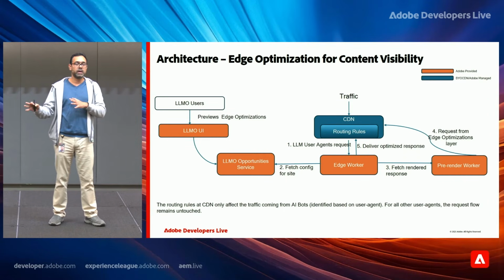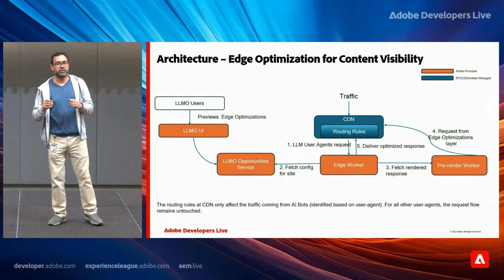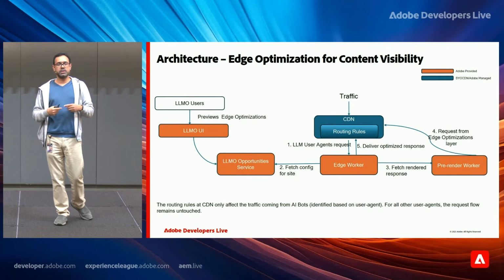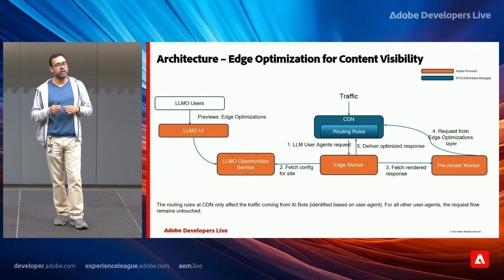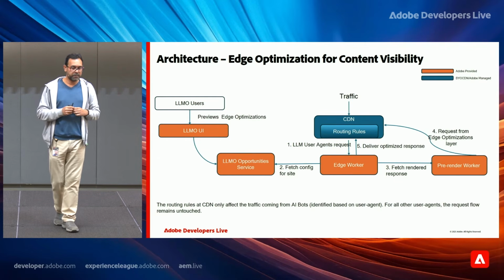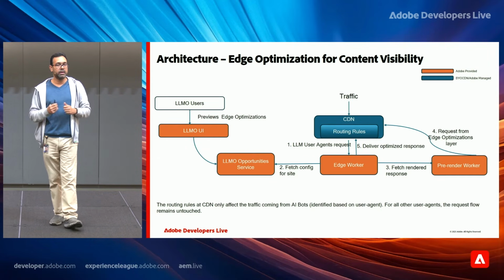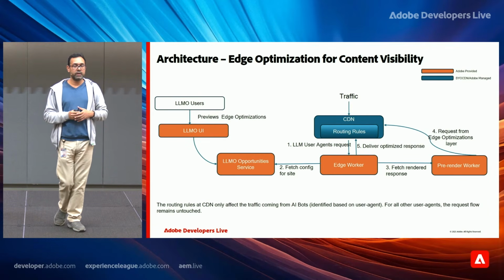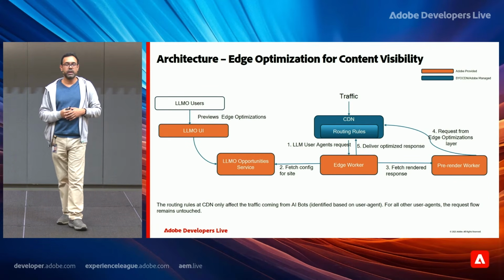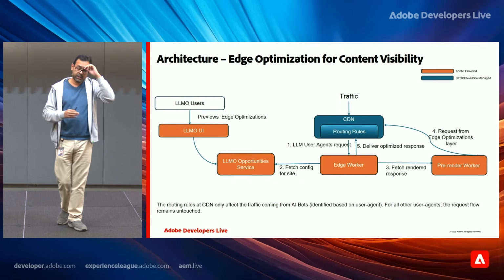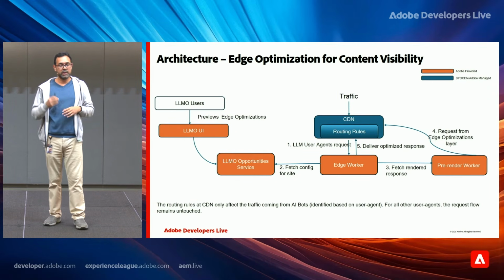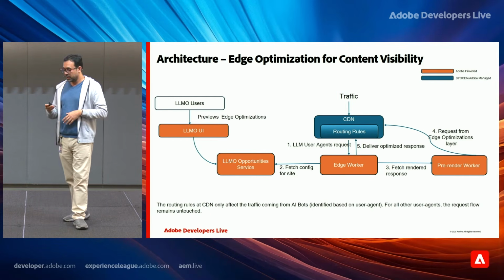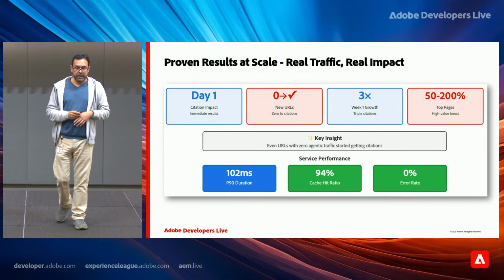And the pre-render worker is the layer that runs the headless browser. It will run all the JavaScript and do all the pre-rendering work that should be done beforehand, before serving the traffic to the AI agents. And once that is done, it will cache it, and then it will continue serving the same content, or the fully hydrated content of the page, going forward.